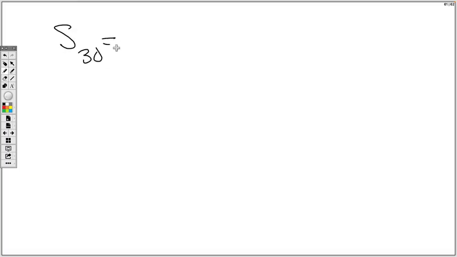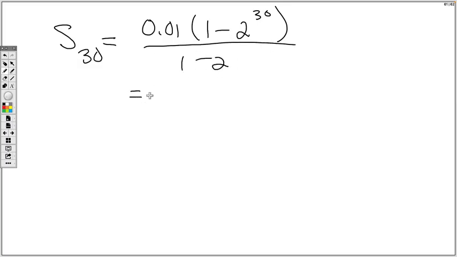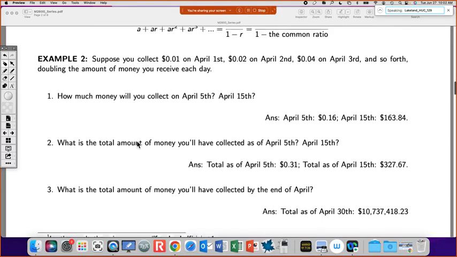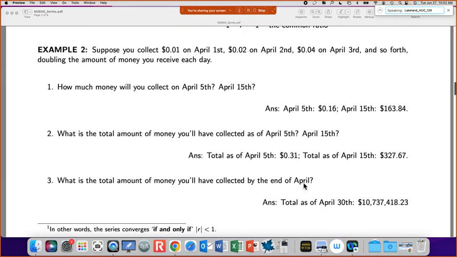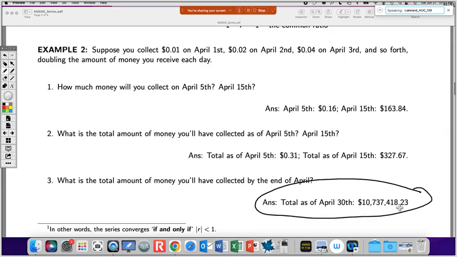April's got 30 days, right? So using my formula, look what's going on. I'm having 2 to the 30th power. You follow? That's a ridiculously huge number. I'm going to be multiplying it by 0.01, but still, right? It turns out you get, how much is that? 10 million bucks? You with me or not?